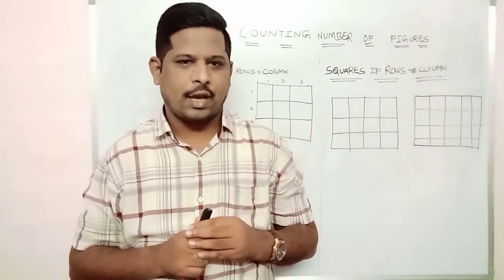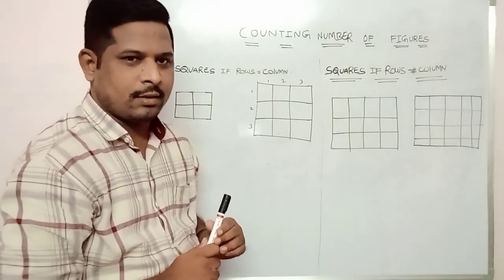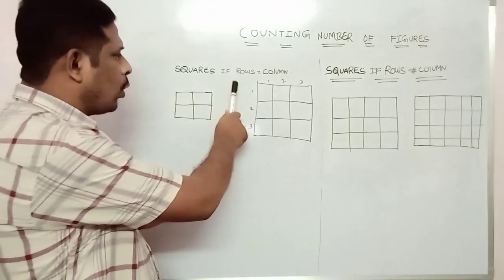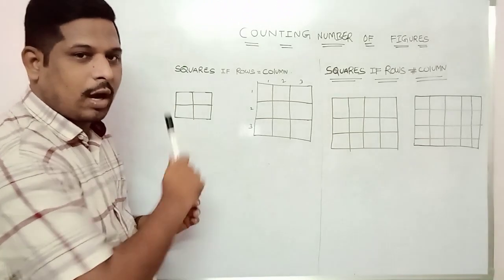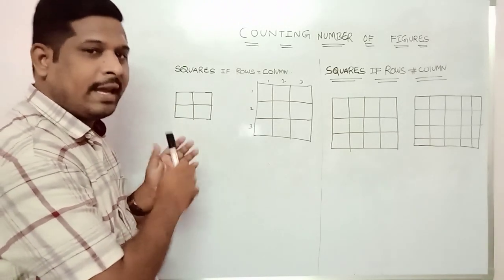In this session, we are going to learn counting number of figures. See here a simple diagram. Squares, if rows is equivalent to column. It means the number of rows and the number of columns both are equal.